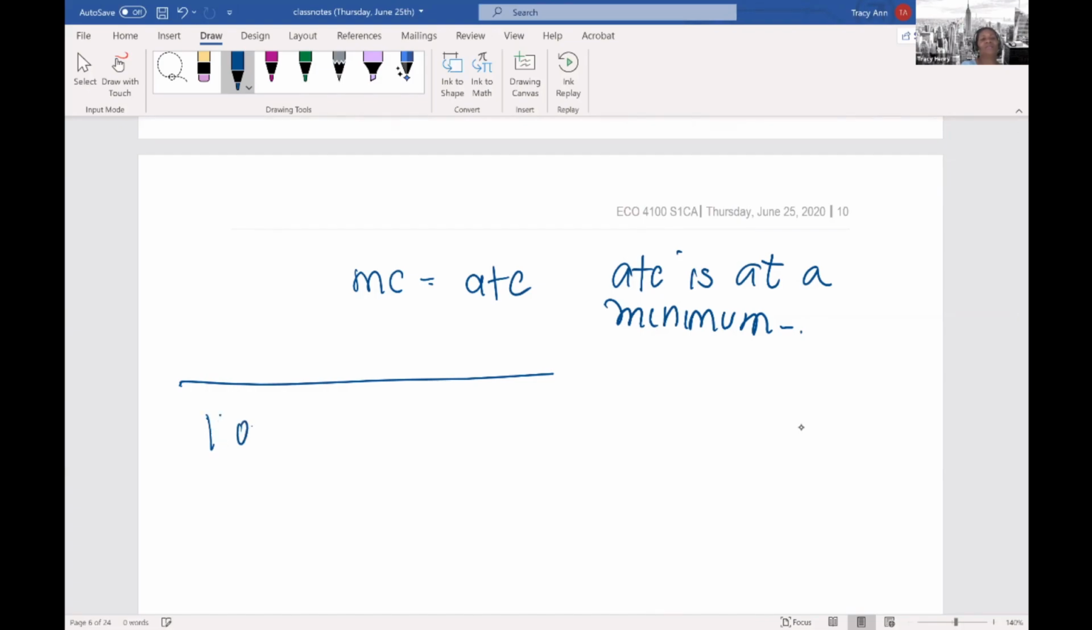Let me explain. That's what I want to say. I'm explaining the shape of the average cost curve.